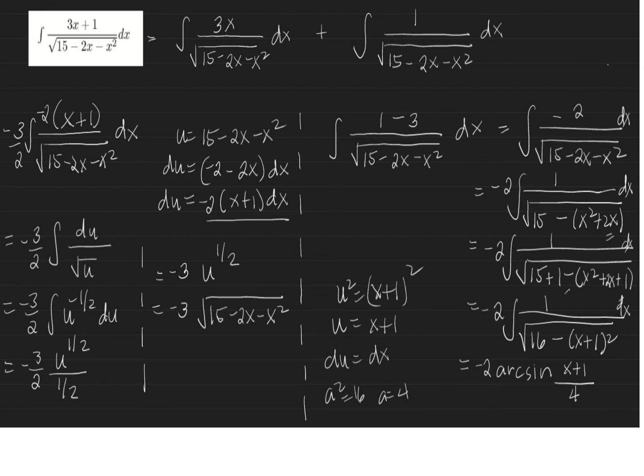Now we combine the answer to the first and the second term. So let's write our final answer. We have negative 3 square root of 15 minus 2x minus x squared, plus negative 2 arc sine of x plus 1 over 4, or simply minus 2 arc sine of x plus 1 over 4, and then we put in our constant of integration. So this is now our final answer.